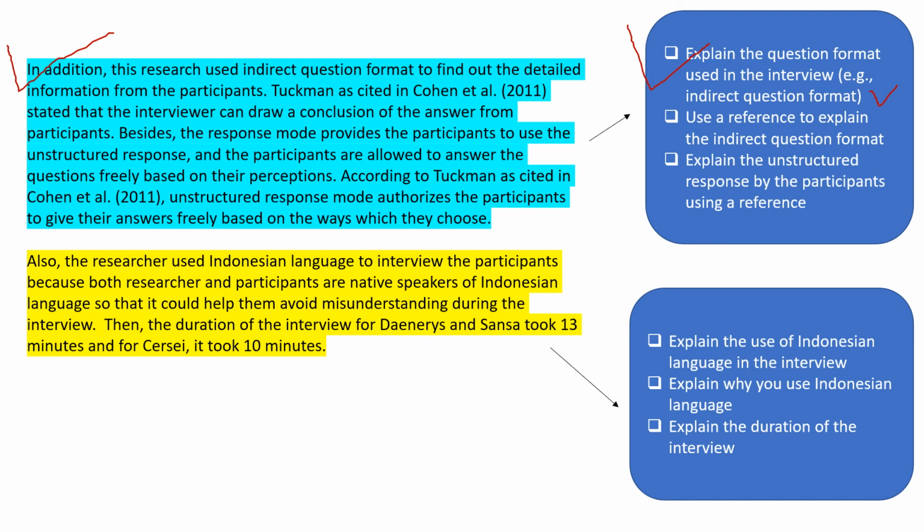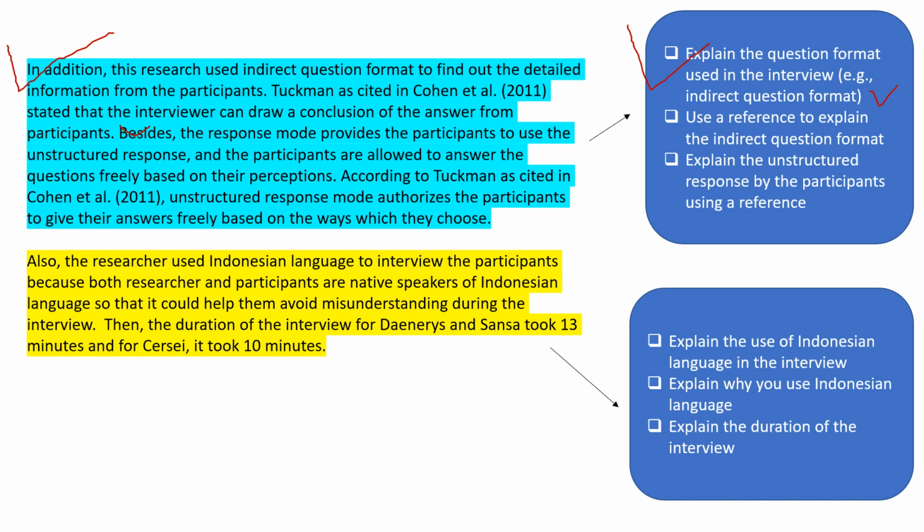Besides, the response mode provides the participants to use the unstructured response, and the participants are allowed to answer the question freely based on their perception.